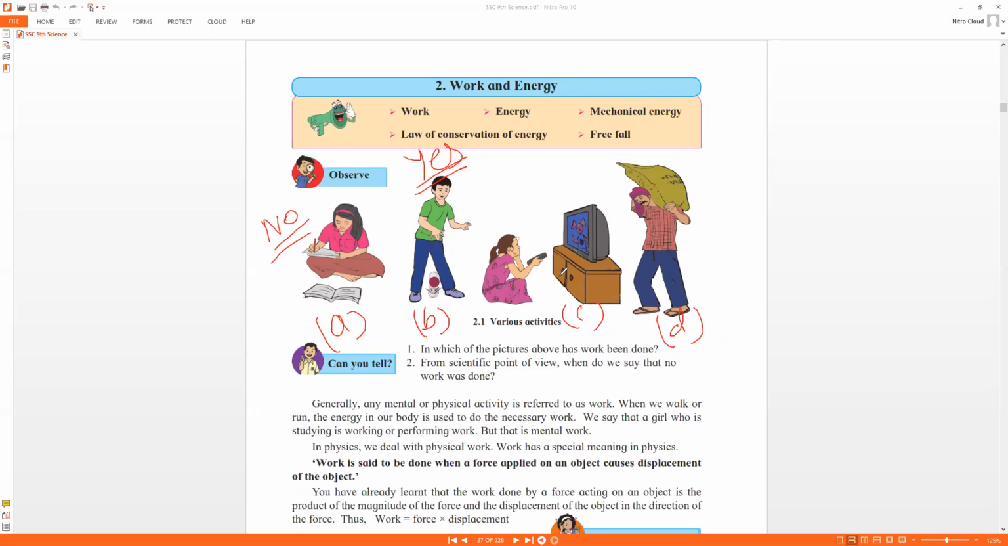Here in C, the girl is watching TV. So she is sitting idle. She is not changing her place. So again, no motion. So no movement and no work is being done.